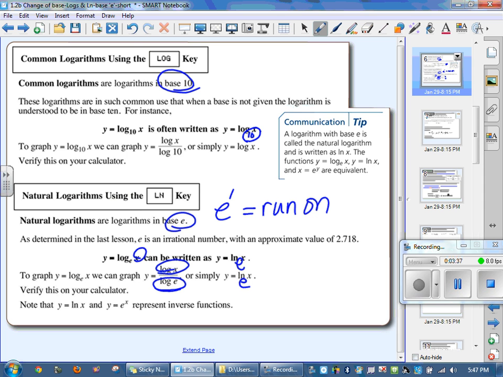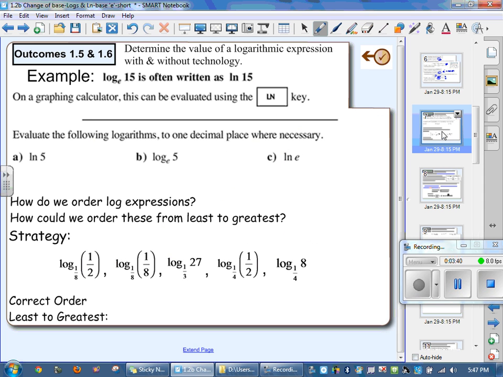Let's see what that looks like. So our example is log base e of 15. It's often written as ln 15, because log base e is the same thing as saying ln. So everybody type in your calculator ln 15 and see what you get for a decimal. You're going to notice you get 1.60943 and so on. They run on forever.